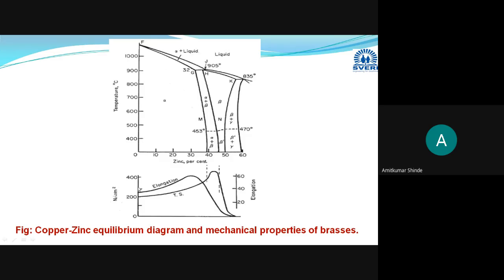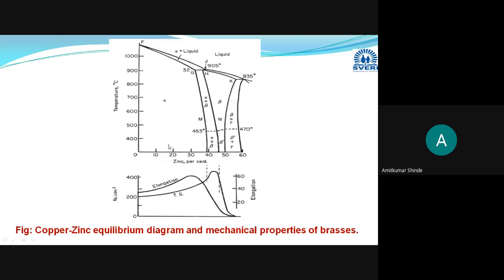On the y-axis, on the left side we have plotted the tensile strength, and on the right we have plotted the elongation. Two properties are there. And on the x-axis, for both diagrams, we have taken the percentage of zinc, from 0 at the left corner, and it goes on increasing as you move towards the right-hand side. Please draw this diagram.